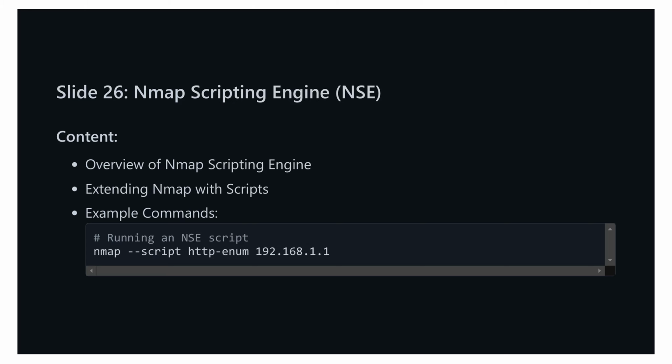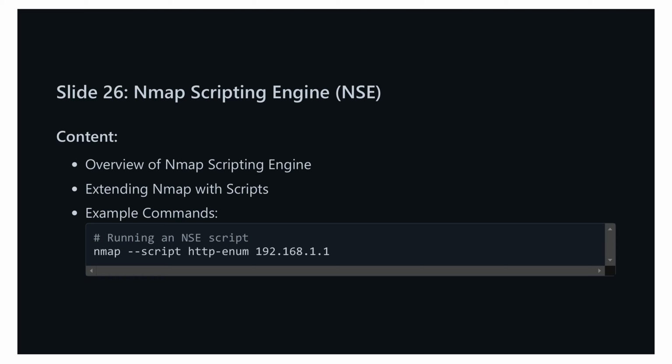Let's dive deeper into the Nmap scripting engine, commonly referred to as NSE. The NSE significantly extends Nmap's capabilities by allowing users to write custom scripts tailored to their specific needs. These scripts can perform a variety of functions, including network discovery, more detailed version detection, and even vulnerability detection. With NSE, you can automate tedious tasks and achieve more comprehensive network scans. For example, you can use the http-enum script to enumerate various web applications hosted on a target machine.